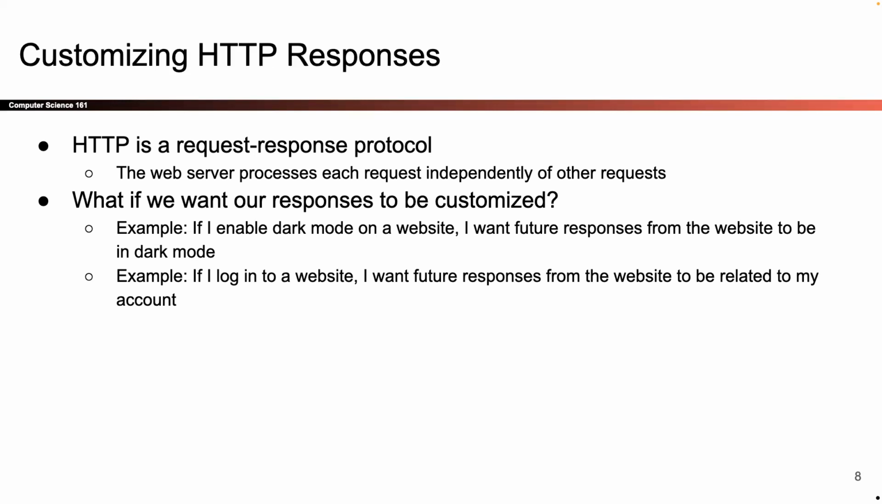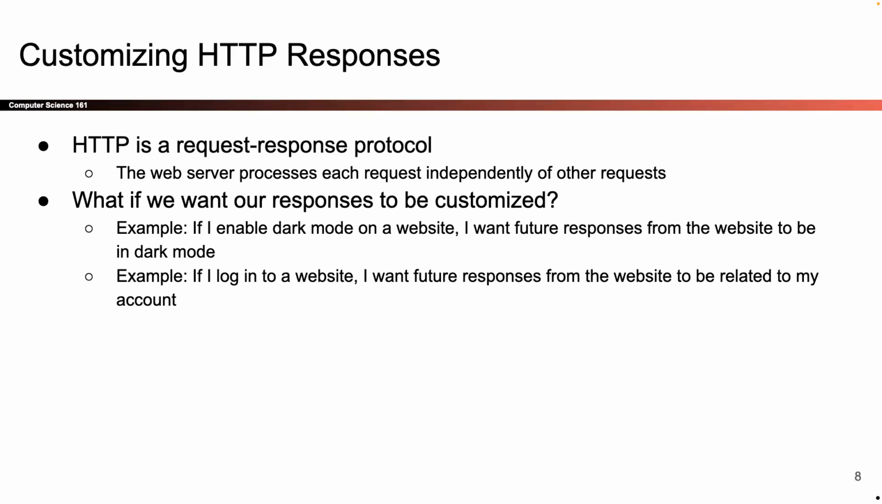So for example, if I go to our course website, CS161.org, and I turn on dark mode, I would like it so that if I send any future HTTP request to the server, I get back websites that are nice and dark, black background, right? Or if I turn off dark mode, then I want all my future requests to have light mode enabled. So somehow I have to remember this state across different requests.